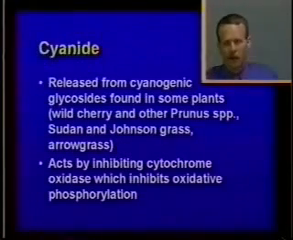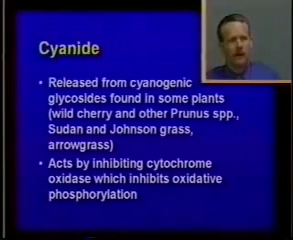And finally, we'd like to talk a little bit about cyanide. Cyanide is primarily found in cyanogenic glycoside-containing plants. It is also used as a fumigant in some cases, and you can get exposure to a gaseous form of cyanide. However, the most common form is ingestion of the cyanogenic glycoside-containing plants. And these are plants like wild cherry and other members of the prunus species, choke cherry. Also Sudan and Johnson grass and other members of the sorghum family. These contain cyanide. They also contain nitrate. And arrowgrass is another type of plant that can contain cyanide.